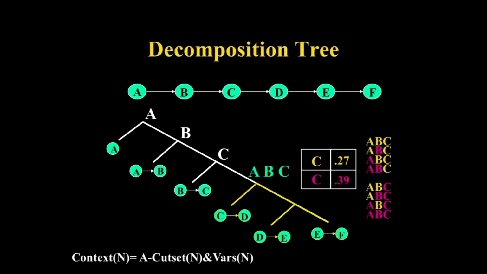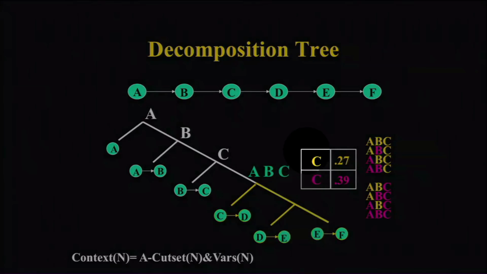What is the context? Think of it practically as the variables that I need to use to index the cache. But the formal definition is you take the cut set intersection the variables. So at this node, ABC is the ancestral cut set, and the variables are these guys. I take their intersection, I get C. That's the definition of a context.